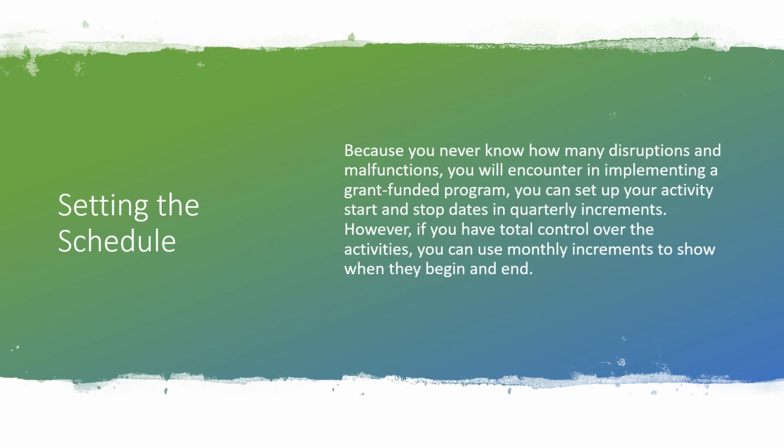So when you're setting your schedule, because you never know how many disruptions and malfunctions you'll encounter in implementing a funded program, you can set up your activity start and stop dates in quarterly increments, right? That's breaking up the year into 4 pieces, right? If you have total control and you want to be more specific, you could break it down by monthly increments to show kind of when they begin and end. So the main point of this is you just want to set a schedule that the person who's reading your grant application can understand what are the milestones you expect to complete and when will you begin and end them, right? How much time will you spend on each task?